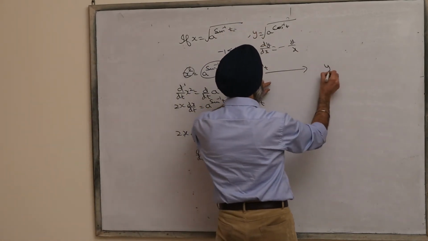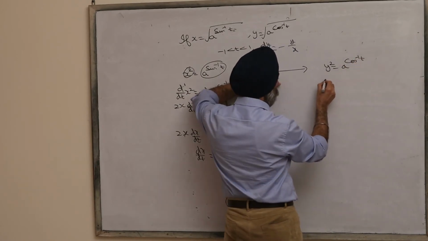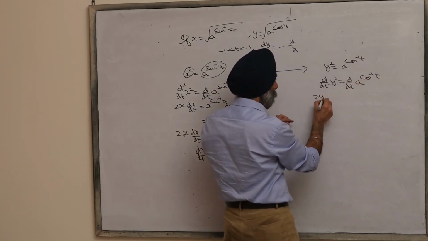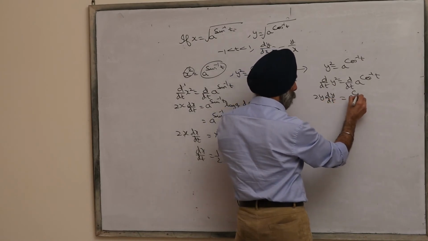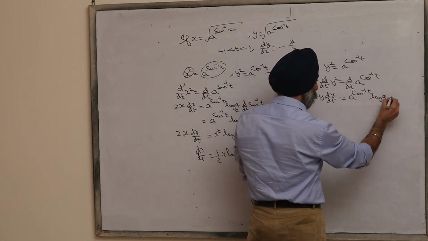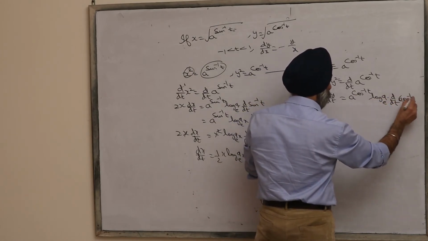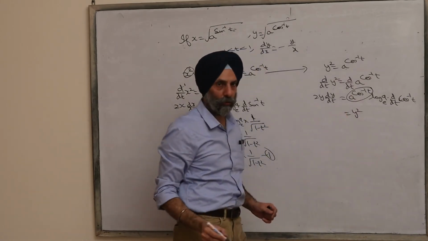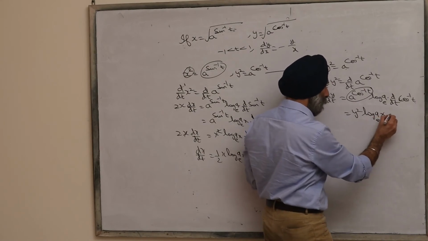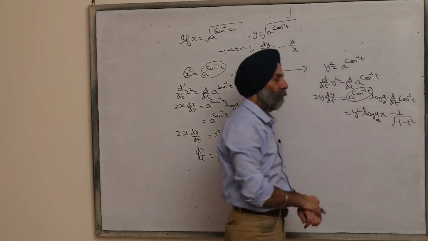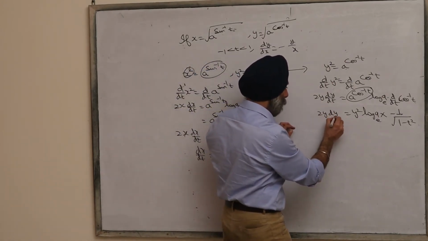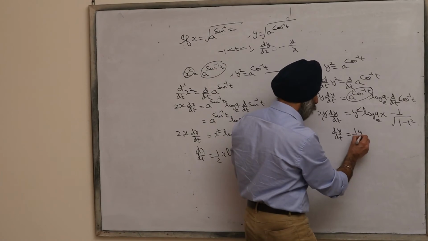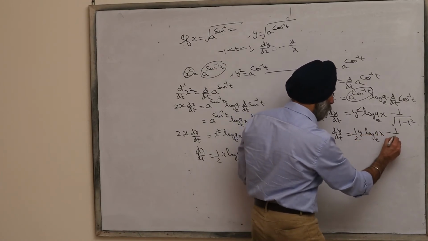Now similarly from here, y square is equal to a raised to power cos inverse of t. D over dt of y square is equal to d over dt of a raised to power cos inverse of t. It is 2y dy over dt is equal to a raised to power cos inverse of t into log of a to the base e into d over dt of cos inverse of t. So a raised to power cos inverse of t can be replaced with y square. It is log of a to the base e into -1 upon under root of 1 minus t square. So from here the value of dy over dt is, because one of the factors will cancel, half of y log of a to the base e into -1 over under root of 1 minus t square.